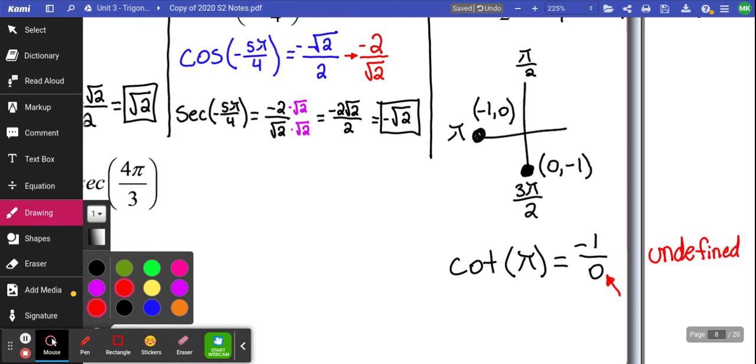You cannot divide by 0. So if you ever do run into that, and you will run into that in your practice booklet, dividing by 0 causes it to be undefined. Typically, you're going to run into it with tangents and cotangents because you're dividing by x's and y's. You can also run into it with cosecants and secants because, again, you're dividing by x's and y's.